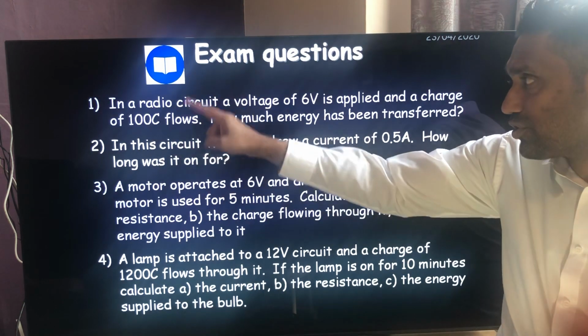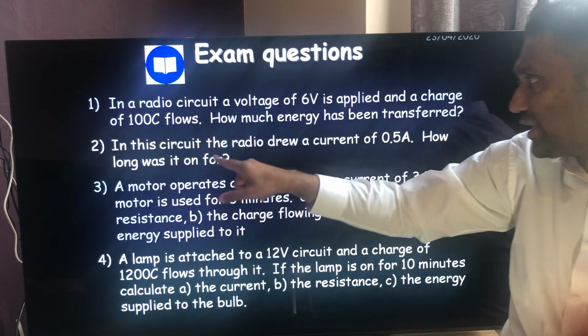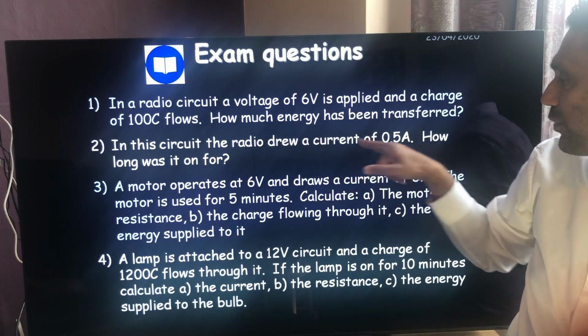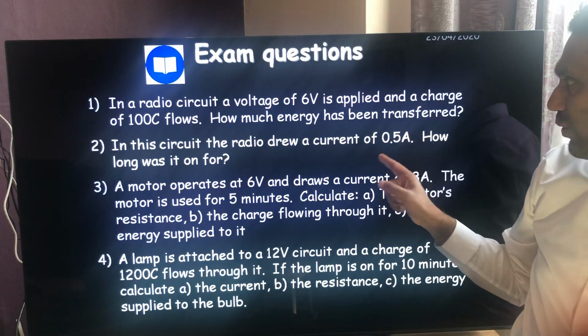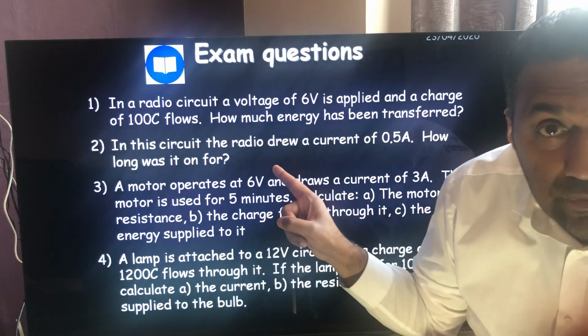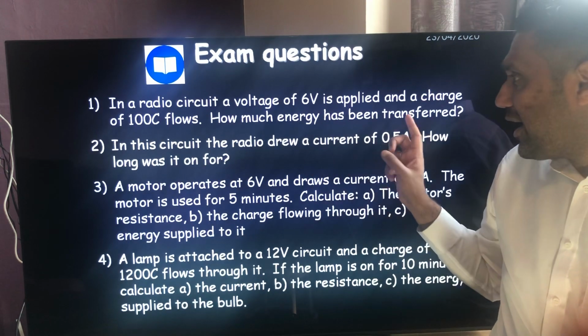In this circuit, it's talking about the previous question. Don't get confused by that. In this circuit, which is from the previous question, the radio circuit, the radio drew a current of 0.5 amps. How long was it on for? Now, I need to use my first equation from the first slide.